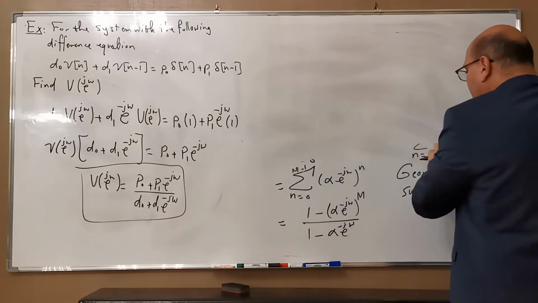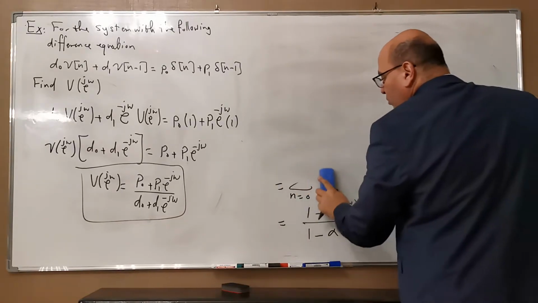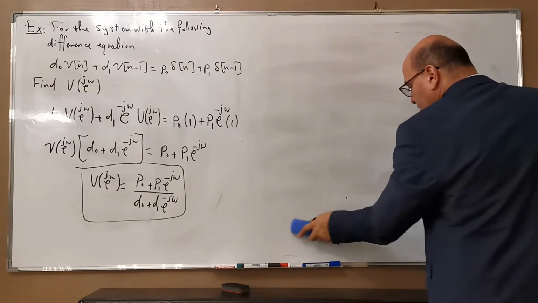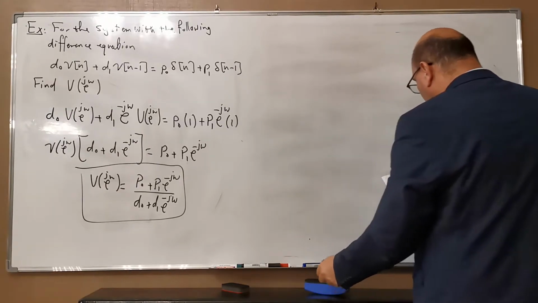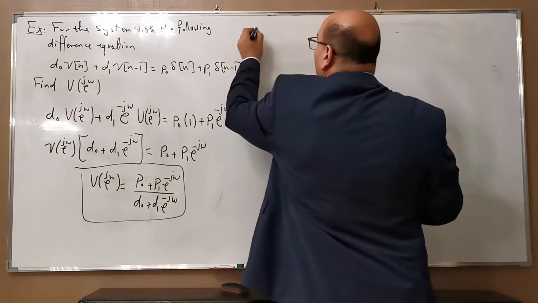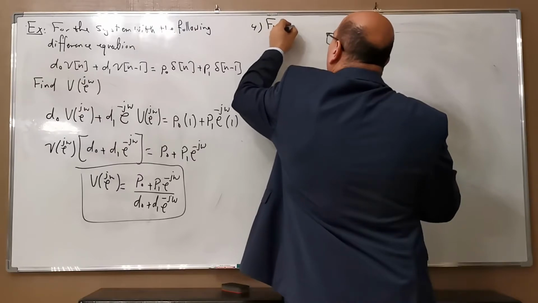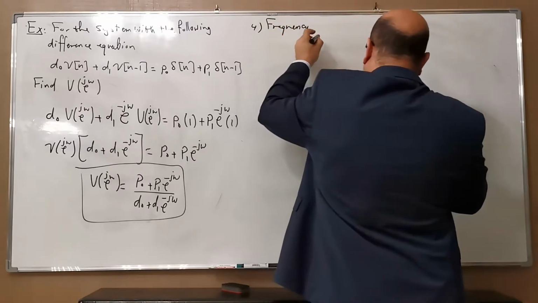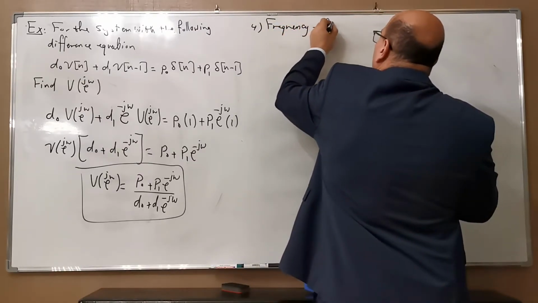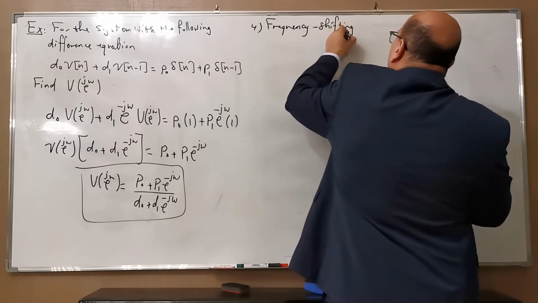Let's move further with the theorems. Now we saw the time shifting. Now we will go to the frequency shifting. So number 4 is the frequency shifting theorem.